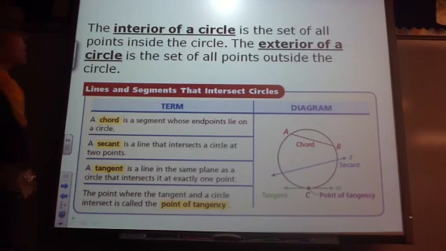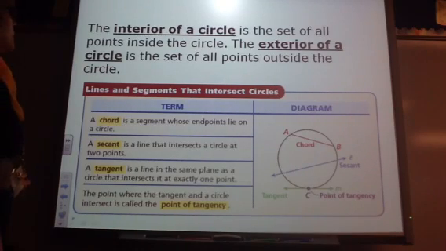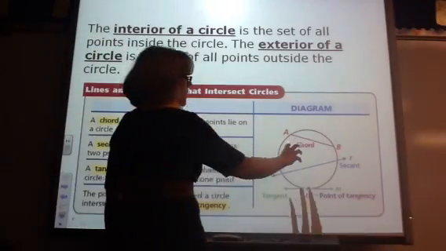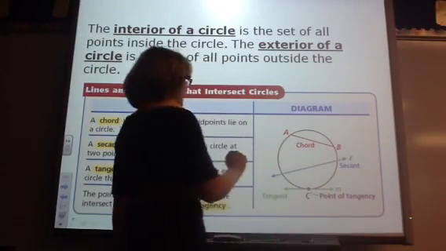Alright, so let's talk about this circle here. The interior of a circle is the set of all points inside the circle. The exterior of a circle is the set of all points outside the circle. Okay, so interior points would be inside the circle, exterior would be outside.